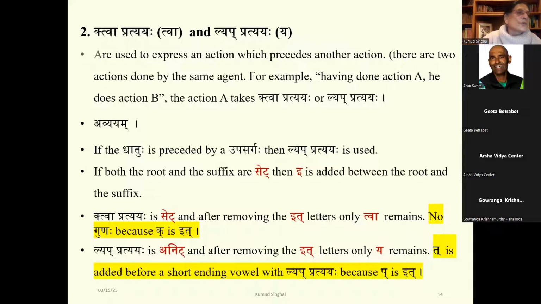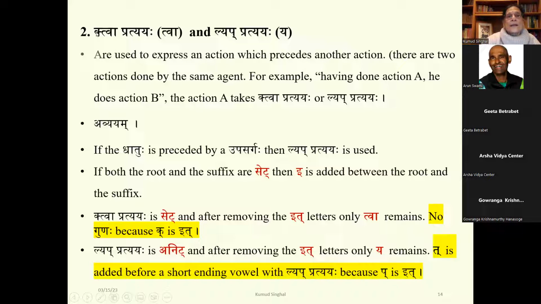Okay, so I'll just introduce this in 5 minutes and then we'll cover it later. Now there are two pratyayas, katwa and liyap. Liyap is an anit, and katwa is a set.